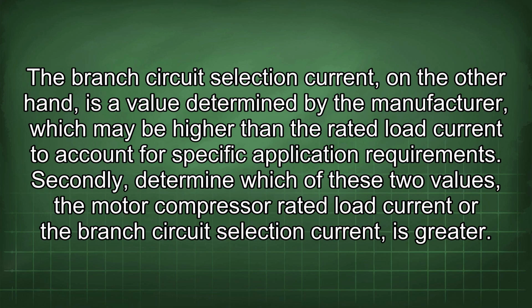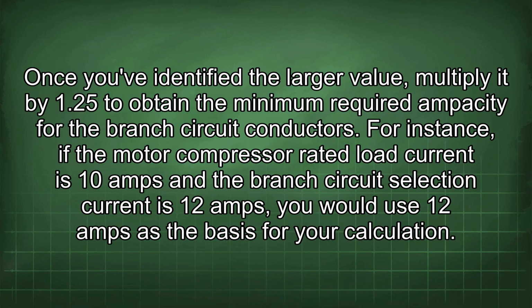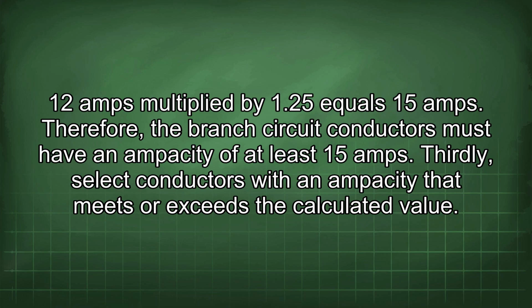Secondly, determine which of these two values, the motor compressor rated load current or the branch circuit selection current, is greater. Once you've identified the larger value, multiply it by 1.25 to obtain the minimum required ampacity for the branch circuit conductors. For instance, if the motor compressor rated load current is 10 amps and the branch circuit selection current is 12 amps, you would use 12 amps as the basis for your calculation. 12 amps multiplied by 1.25 equals 15 amps. Therefore, the branch circuit conductors must have an ampacity of at least 15 amps.